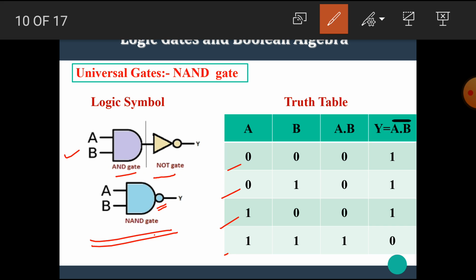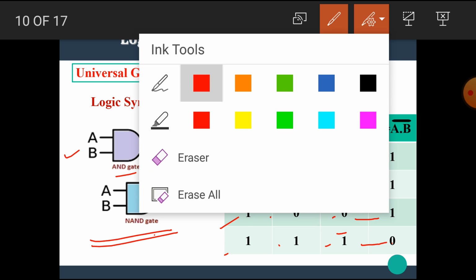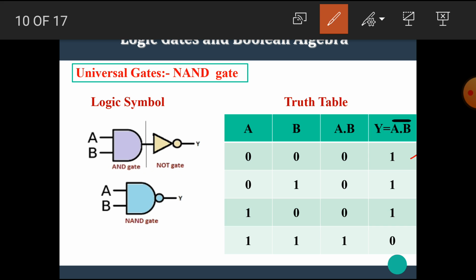We know that A into B, that means 0 into 0 is 0, 0 into 1 is 0, 1 into 0 is 0, 1 into 1 is 1. And if we again complement it, 0's complement is 1, this 0's complement is 1, this 0's complement is 1, this 1's complement is 0. That means the truth table of the NAND gate is 1110. I hope you all understand.